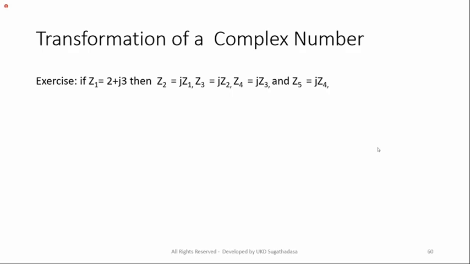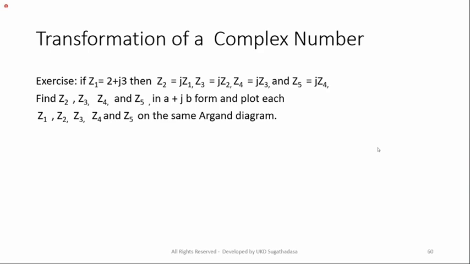Two aspects: we have to calculate one part, and at the same time we have to plot the points on the Argand diagram also. The question was not complete earlier; you can see the complete question now. Find Z2, Z3, Z4 and Z5 in a plus jb form. That's in the next line also, right? Plot each of Z1, Z2, Z3, Z4 and Z5 on the same Argand diagram. Now the question is completed.